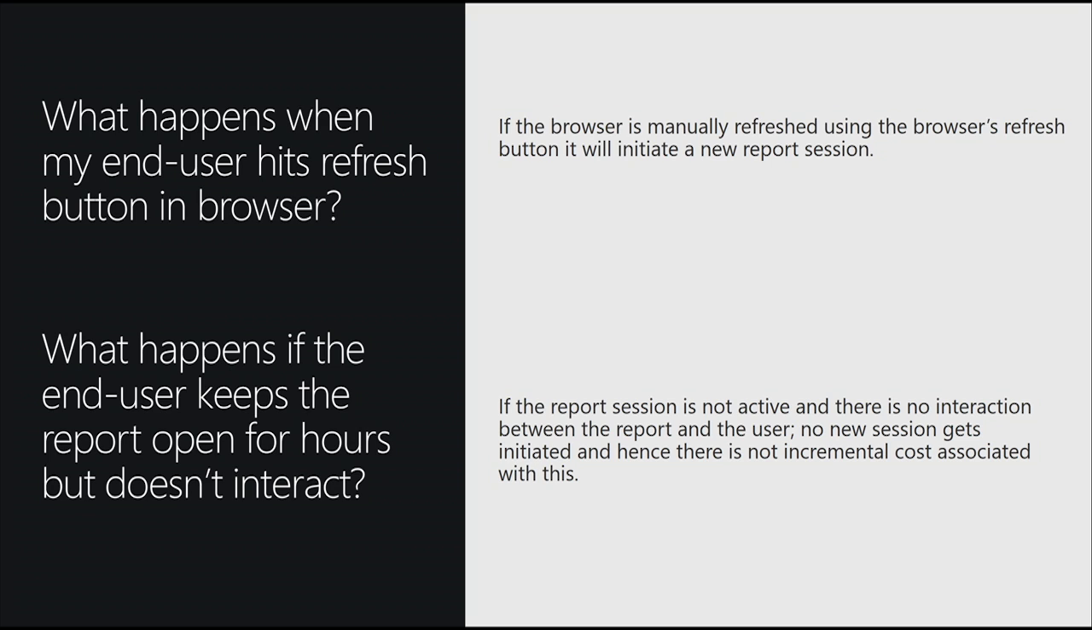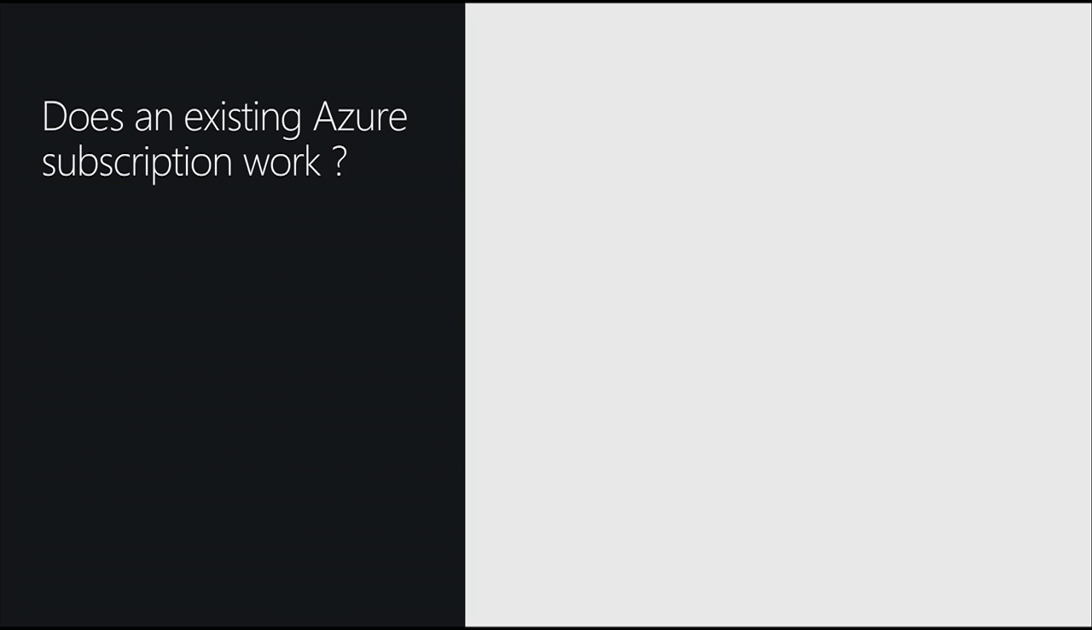So in that scenario that I mentioned, when a person comes in the morning, opens the report, and then does not do anything for 5 or 6 hours, and then again refreshes the report, it will get counted as 2 different report sessions. One when the person initiated the report, and the second time when the person refreshed the report. In between those 2 activities, there was no activity with the report, and hence there were no additional report sessions that got counted.